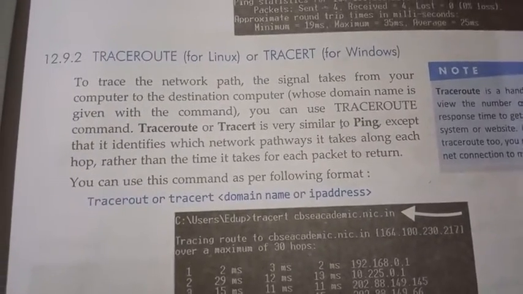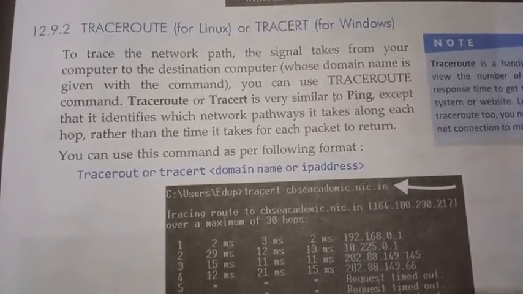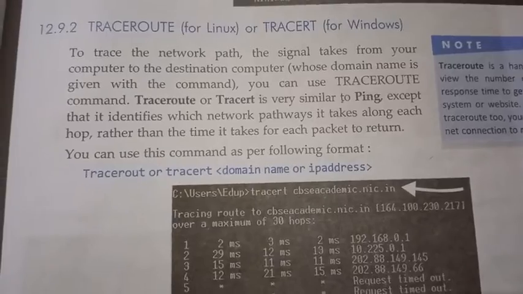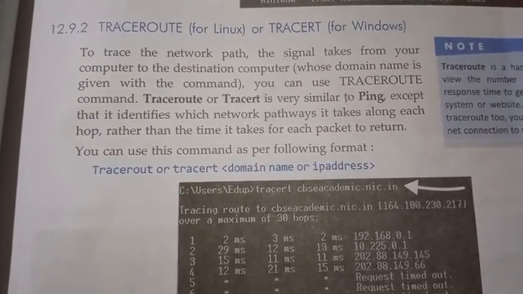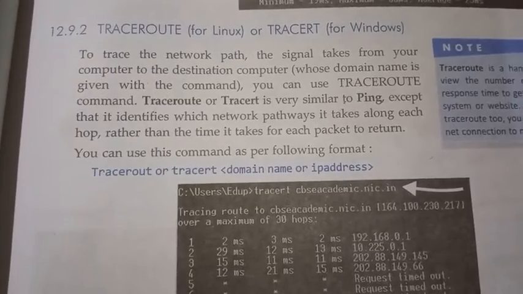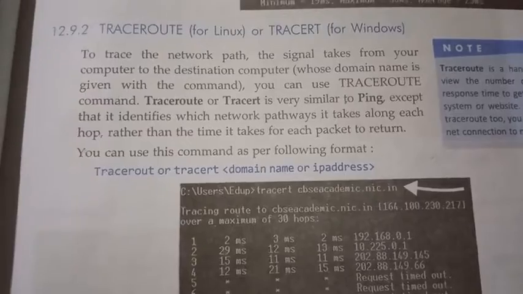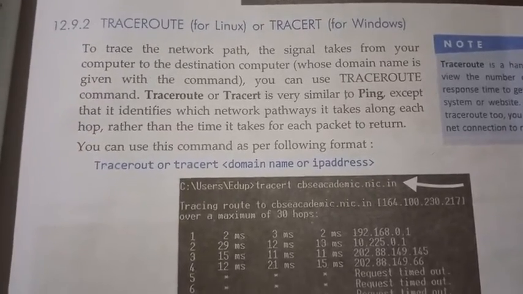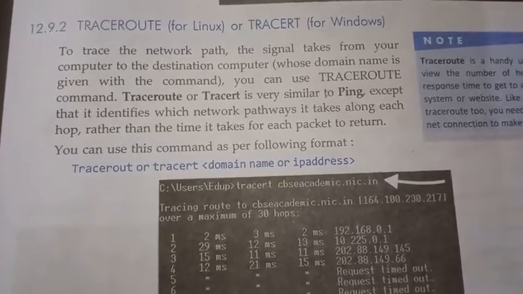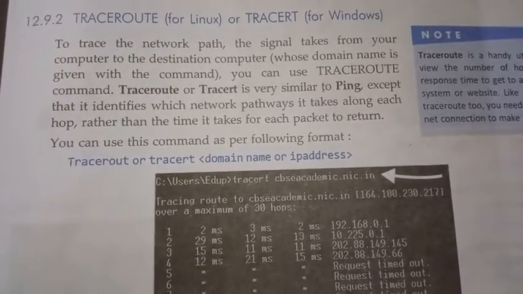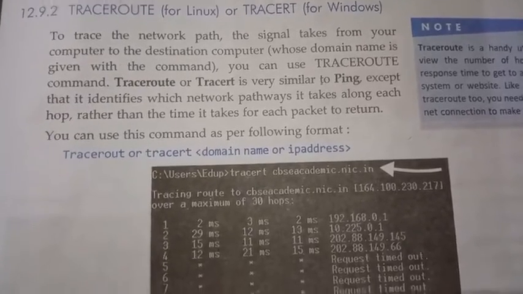Second one, traceroute. The traceroute command is for the Linux operating system and tracert is for Windows. This command is used to identify the path. For example, if you put tracert space www.facebook.com, then from your machine to that Facebook server, it shows how many intermediate machines are available, all the path, the route of your request. That is the use of the tracert command. It identifies all the route.